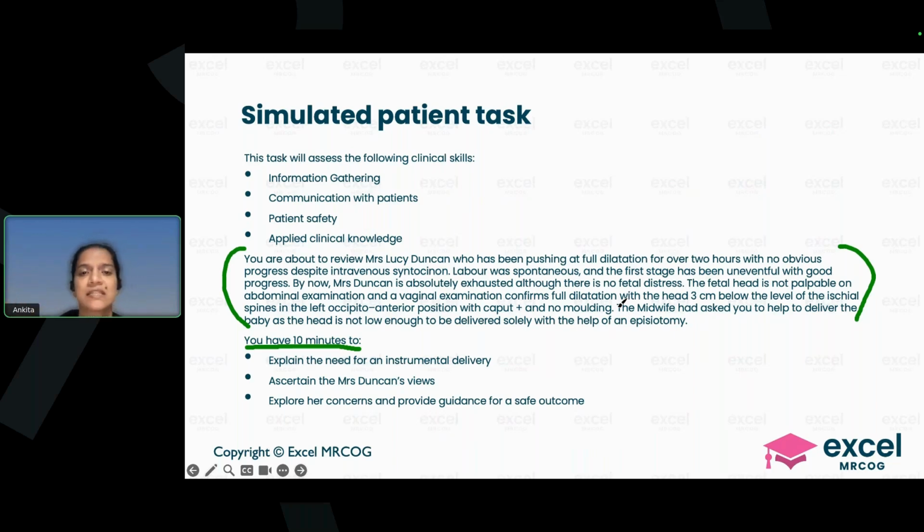Of course, if the patient is in early labor and she's comfortable, then you can go on and ask about how the scans were and all, how the baby movements are, etc. But not in the second stage of labor when it is mentioned that the patient is exhausted. All right, so that is how you would do your task. So this is your simulated patient task, and this is how it appears in the exam, exactly like this.